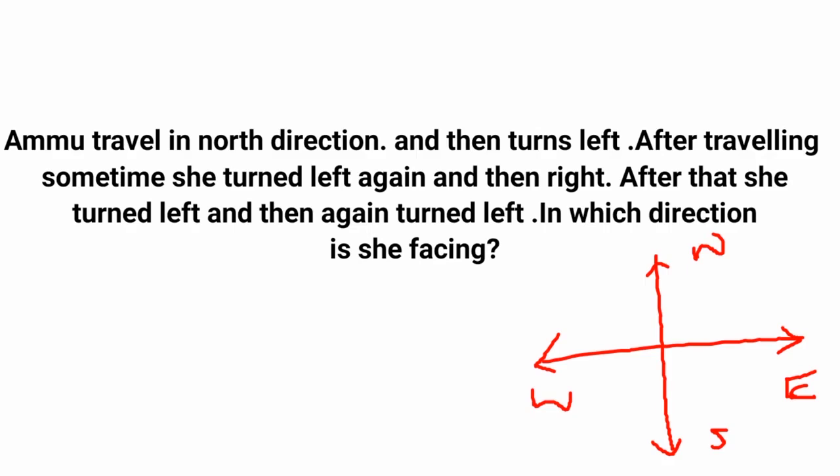That is, Ammu travels in northward direction. That is, she is starting in northward direction. Then she turns left. After traveling some time, she turned again left, then right, then left, then left. From this, you can cancel out one left and one right. Remaining is 3 left. That is, she is facing in north direction. When she makes a left turn, she will be facing towards west. Again she makes a left turn, so she will be facing towards south. Again she makes a left turn, so she will be facing towards east.